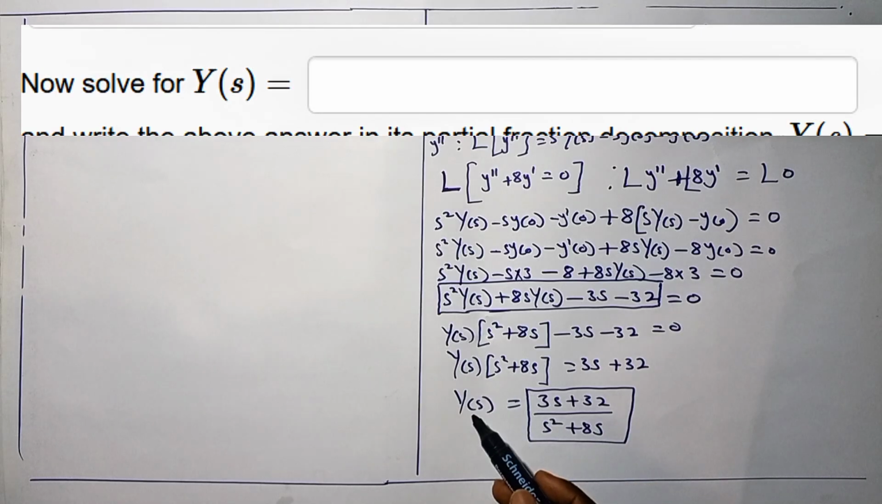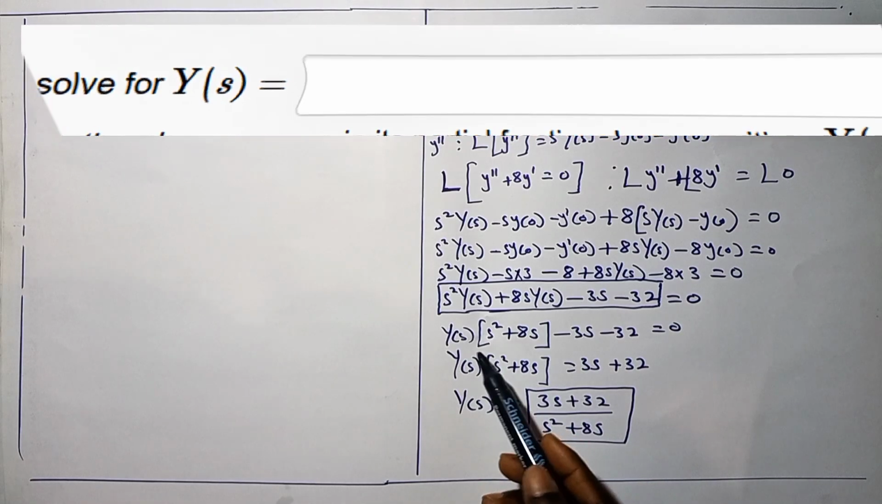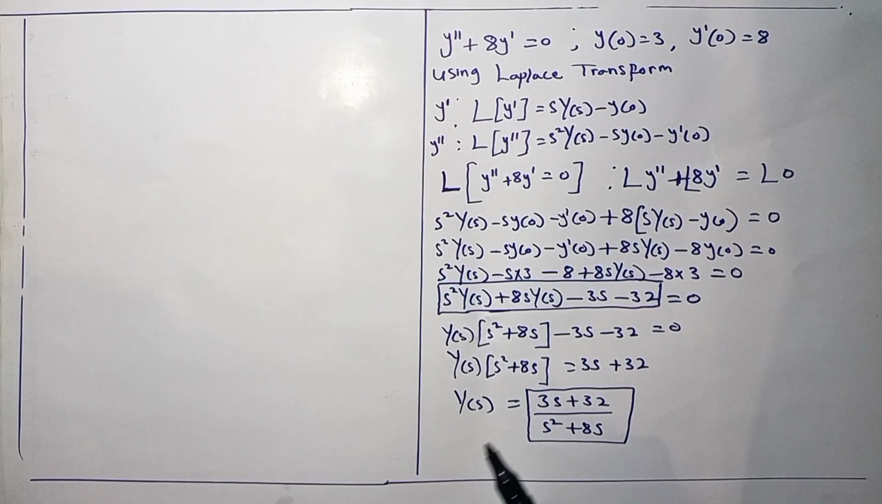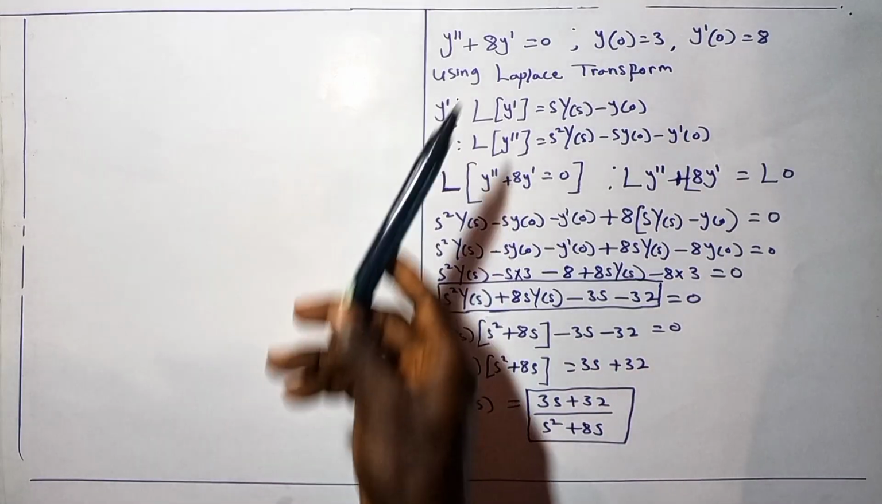We have just gotten the y of s. We have isolated the equation, then we have gotten our y of s now. Now the next thing to do is to apply inverse Laplace. So this can become y of t, that is, returning back to the time domain. So then that will give us our final answer to this differential equation.